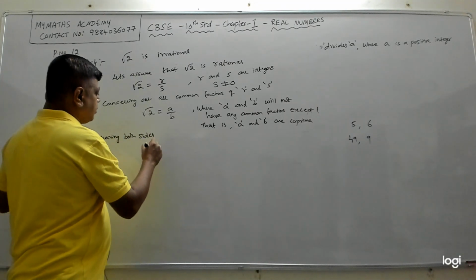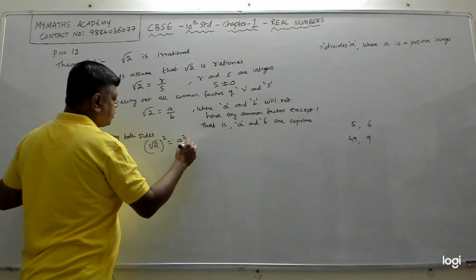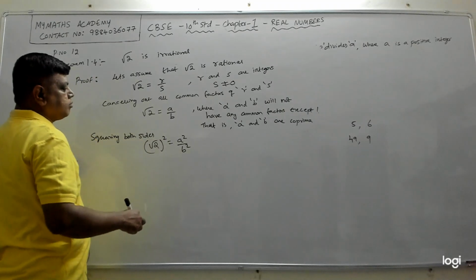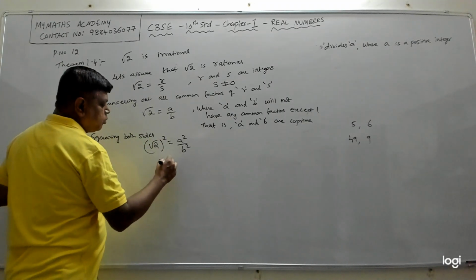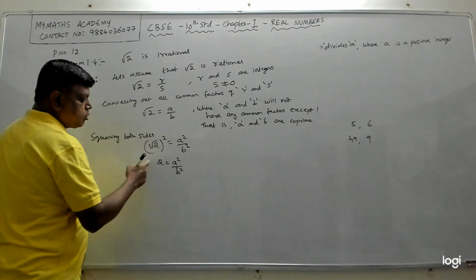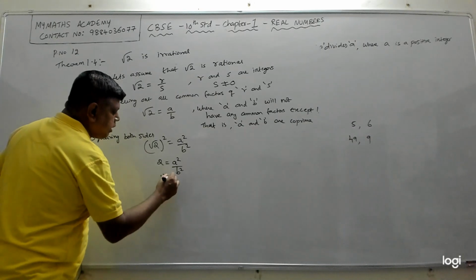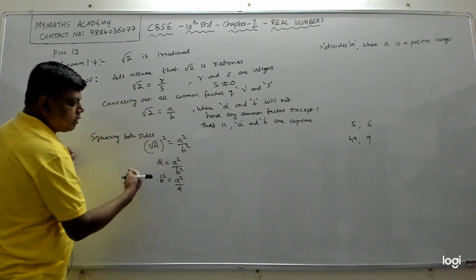What we get? Root 2 the whole square is equal to a square by b square. I'm squaring both sides, then root 2 will become 2. 2 is equal to a square by b square. Or I can take this b square here, 2 will go here. I can have b square equal to a square by 2. So this 2 will go here, b square will come here.